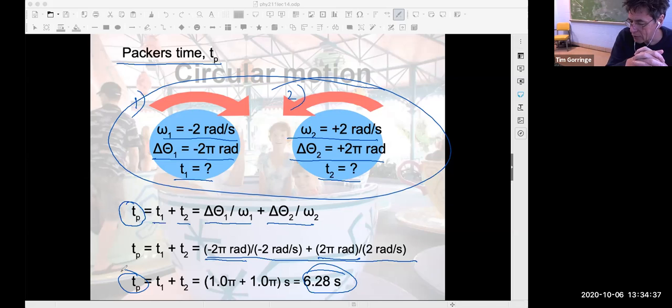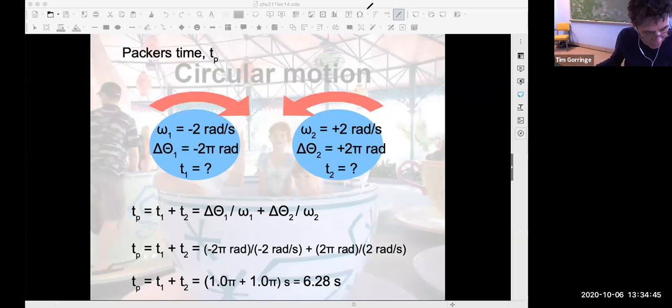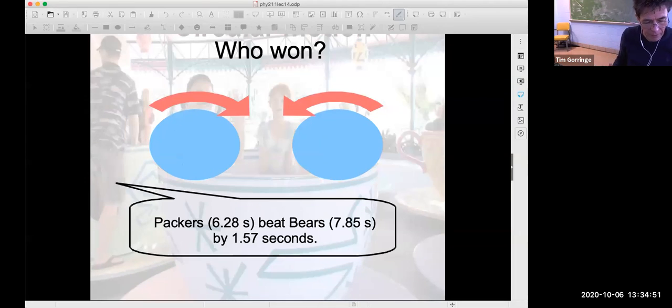And so Packers and Bears have been playing these games for a long time, and it just seems that the Packers always win. And they won by 1.5 seconds roughly on this one. Let's see. I think I calculated it exactly on the next slide. Yeah, here we are. Packers beat the Bears by 1.6 seconds.